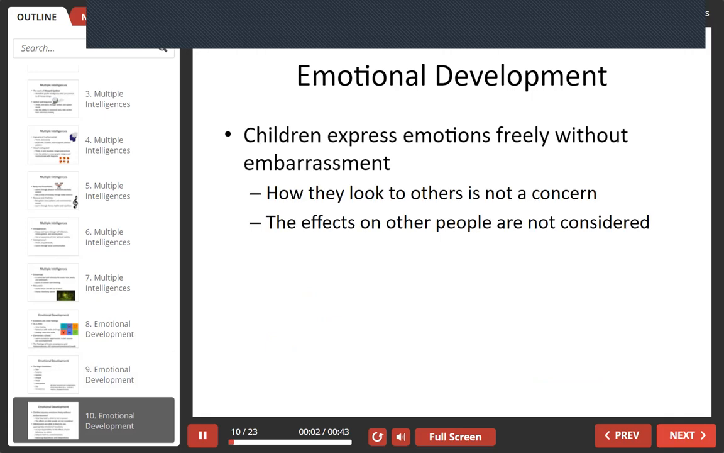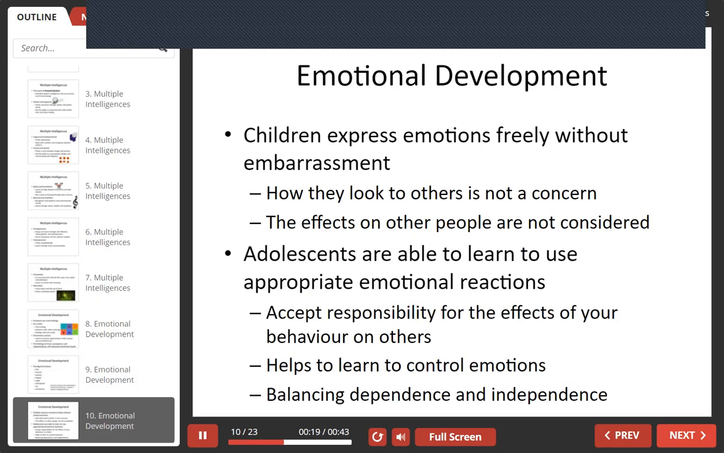Children usually express their emotions freely without embarrassment. They don't usually realize the effect that their actions have. How they look to others is not a concern, and the effects on other people are obviously not considered. However, adolescents are able to learn and use appropriate emotional reactions. So they begin to accept responsibility for the effects of their behavior on others. This is very important in order to control your emotions. And this is leading to balance, dependence, and independence, which is crucial for your future well being and development.